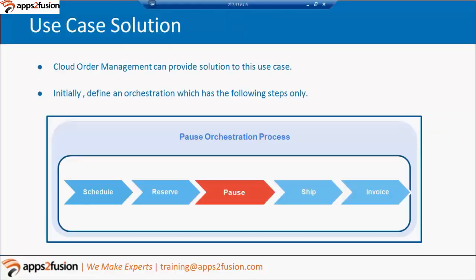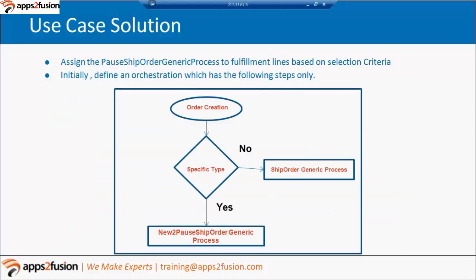So this is a solution. The solution is what I have explained. You have a pause step that is inserted between reserve and ship, and for this you define your own orchestration process, give it a new name, and add this orchestration process there. After adding it, you make sure that you assign this orchestration process. While assigning the orchestration process, you will have to define two rules. One rule is for the regular flow: I bring in a rule condition here which says a specific type, and if it is that specific type, then bring in the new pause orchestration process, or else go with the regular flow of the ship order generic process. So this is how the flow chart looks.